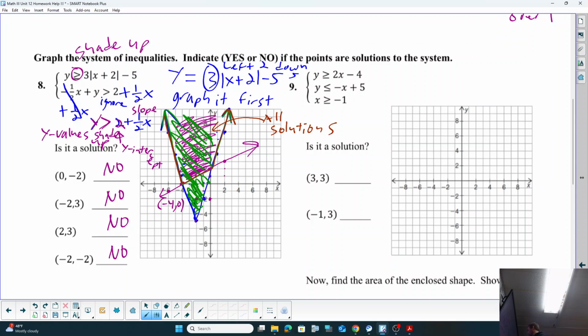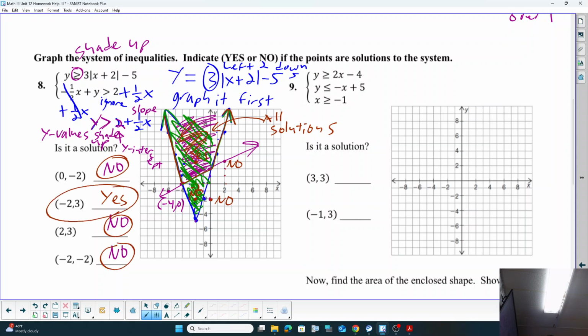(0, -2) is down here, so that's a no. (-2, 3) is right here, so that is a yes. How about (2, 3)? That's a no, that's not in our solution set. What about (-2, -2)? It's not in our solution set because it has to be in here. So that's also a no.